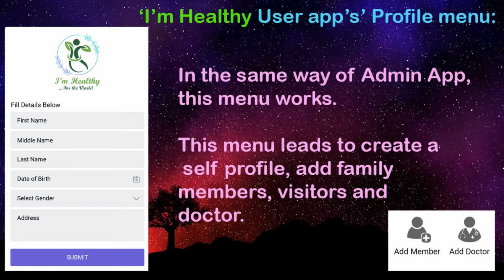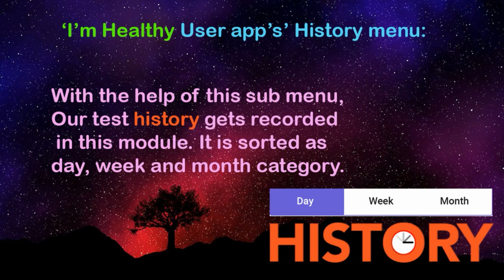The I Am Healthy user app's profile menu works in the same way as the admin app. This menu leads to create a self profile, add family members, visitors and doctors. Now the I Am Healthy user app's history menu. With the help of this submenu, our history gets recorded in this module. It is sorted as day, week and month category.